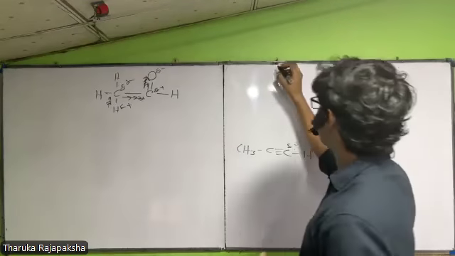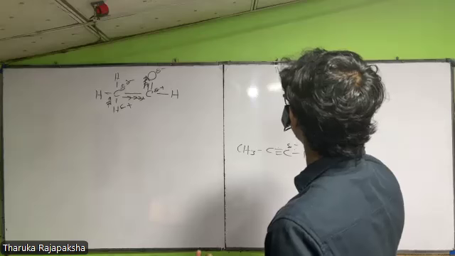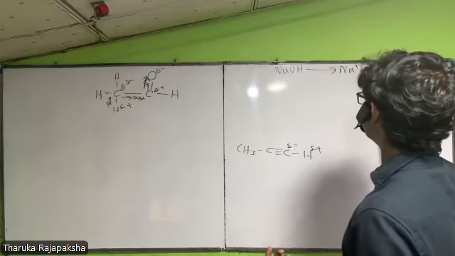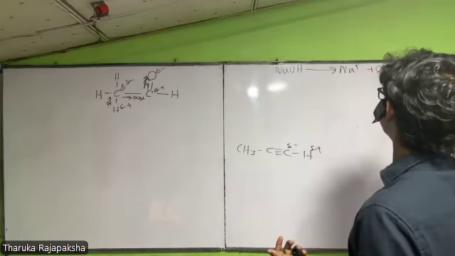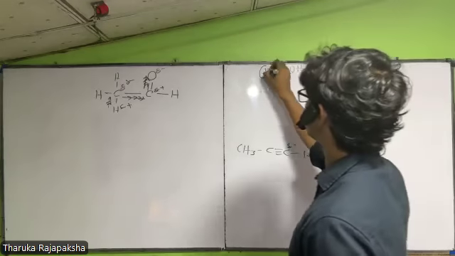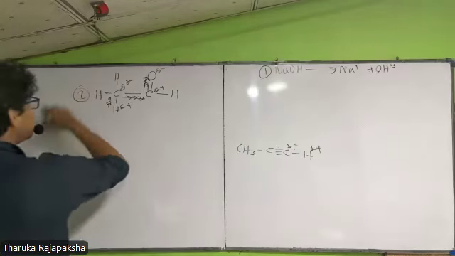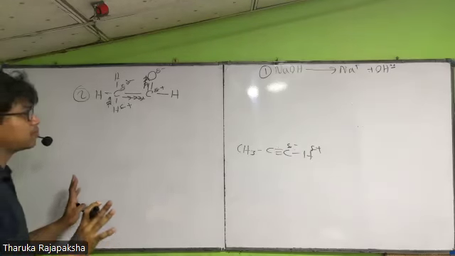I forgot one thing. Sodium hydroxide in the medium undergoes dissociation to form Na plus and OH minus. You have to write this. OH minus. This is the first step. This is the second step, right? In the second step, now what's going to happen?